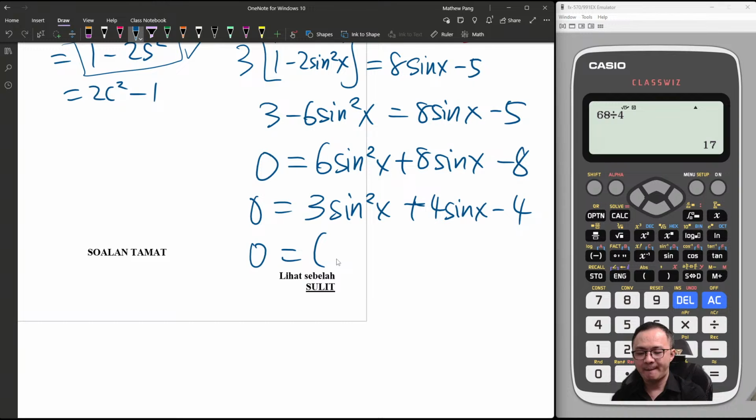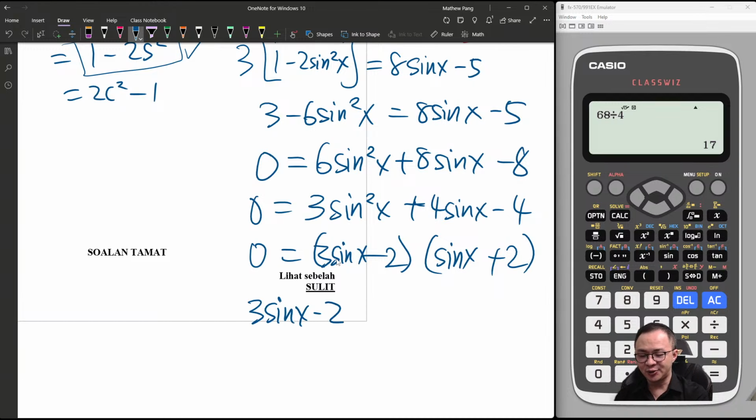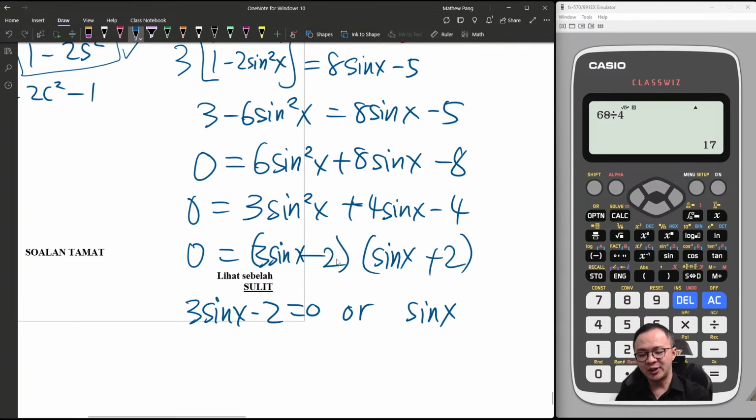Factorize it. 3 sine x, want to get 4. 2 and 2 are positive and minus. So 3 sine x minus 2 equals 0, or sine x plus 2 equals 0. This one is rejected because sine cannot go less than minus 1. This is minus 2, so rejected. So we need to solve this one.